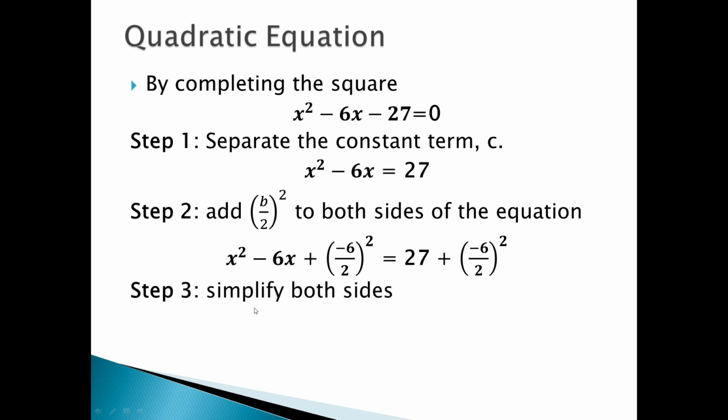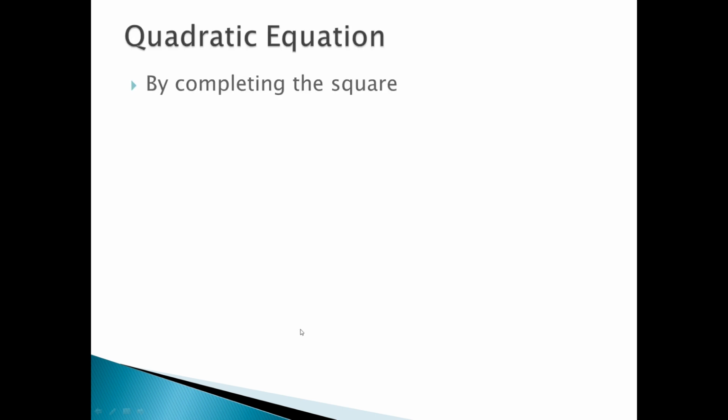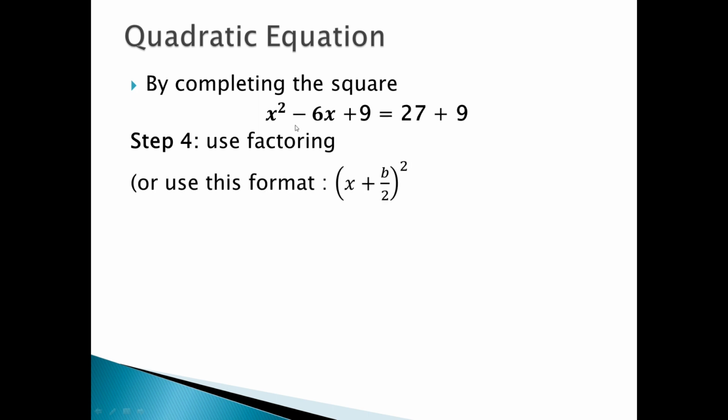Then we simplify both sides. Negative 6 over 2 is negative 3. Square it, that's positive 9. And the other side, the same. Negative 6 over 2 is negative 3, squared, that's 9. So we have here x squared minus 6x plus 9 equals 27 plus 9. So we can use factoring on the left side.